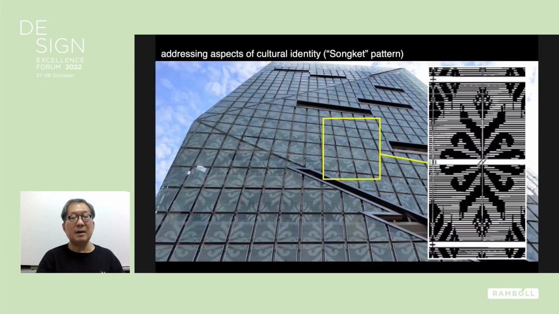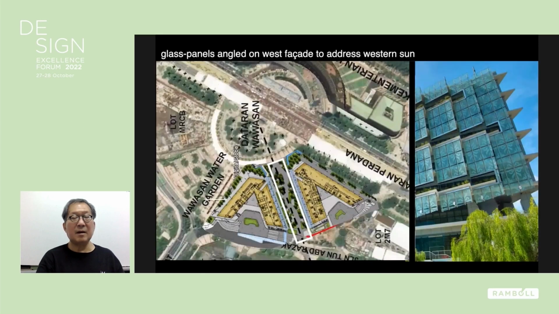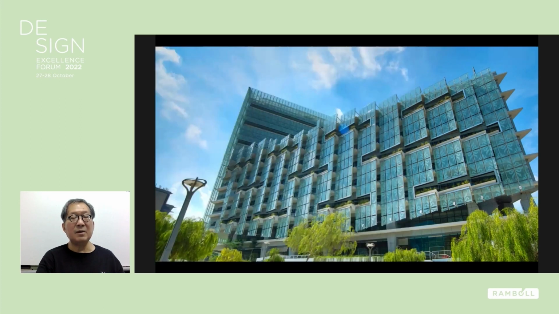So these are the patterns that we use, and it is the horticultural pattern that we use for the fitted glass. But for the west side of the building, we angle the glass to address the western sun. And so in this way, it's quite clear that this is the western side of the building. You can in fact tell the orientation of the building, whether it's north, south, east, or west, by looking at the facade.